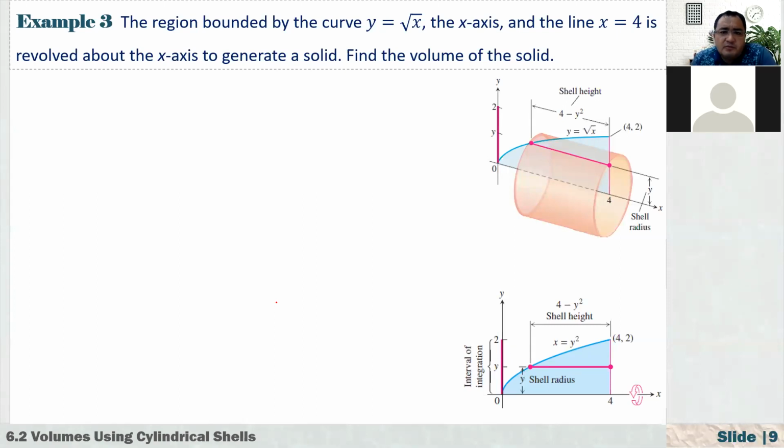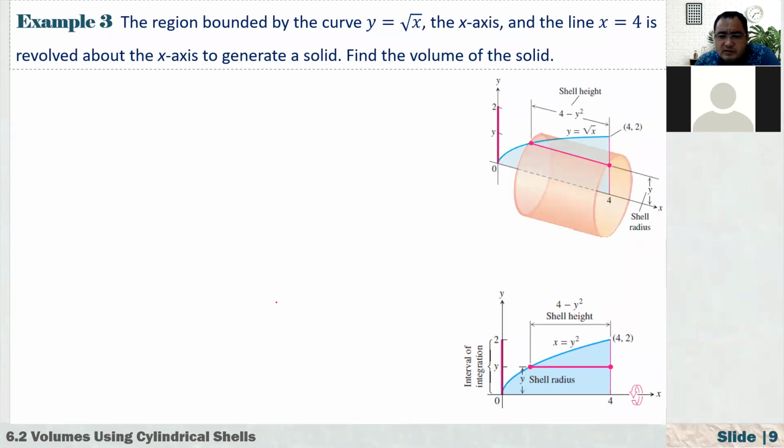So the region bounded by the curve y equals square root of x, the x-axis, and the line x equals 4 is revolved about the x-axis to generate a solid. Find the volume of the solid. This question, we have done this earlier. Maybe we did this yesterday using the cross-section area. Just here, we are going to use a different method to do this. For some functions, you will see that the shell method is good, but for some functions, it does not matter which method you use. Which one is easy for you, you can use that method.